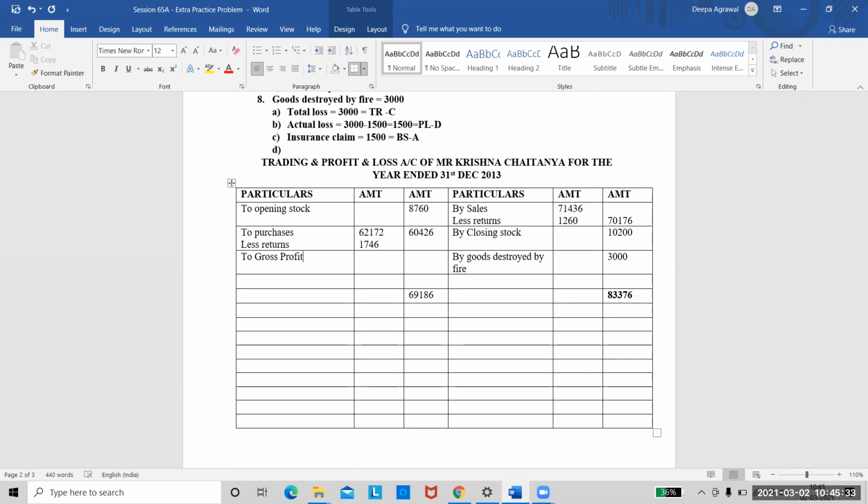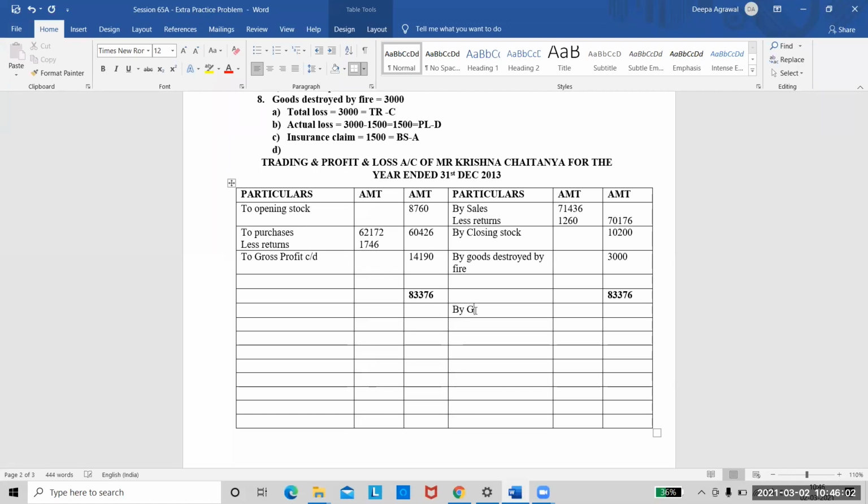Ma'am, what about actual loss, ma'am? 1,500. That will go to P&L. Okay. Actual loss will go to P&L. We are doing the trading right now. How much gross profit? 14,190. Yes, ma'am. 14,190. Is it correct? Yes, ma'am. Okay, so I will change this total to 83,376. So our trading account is done.